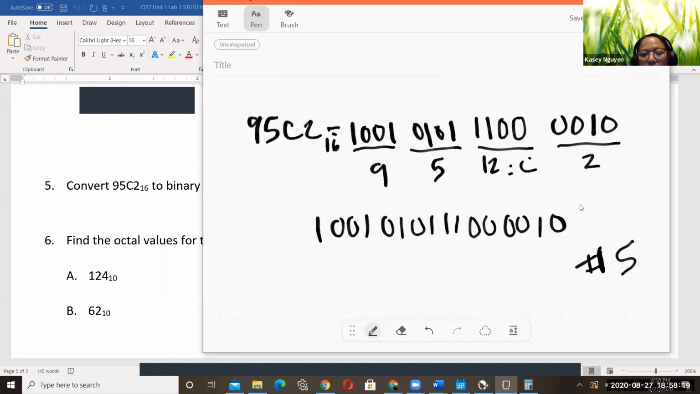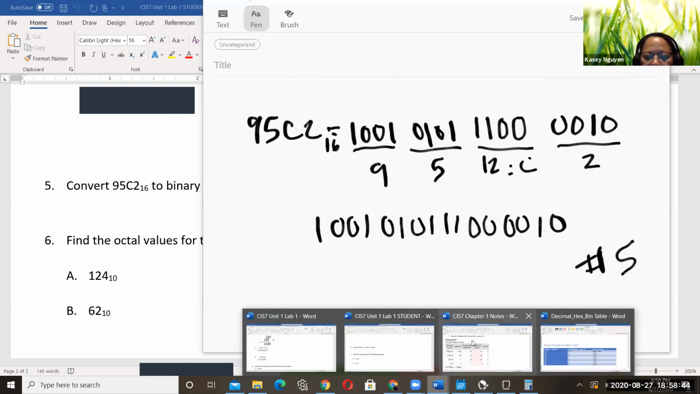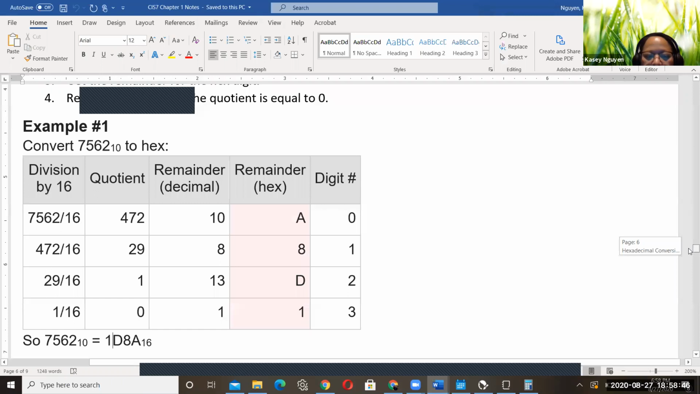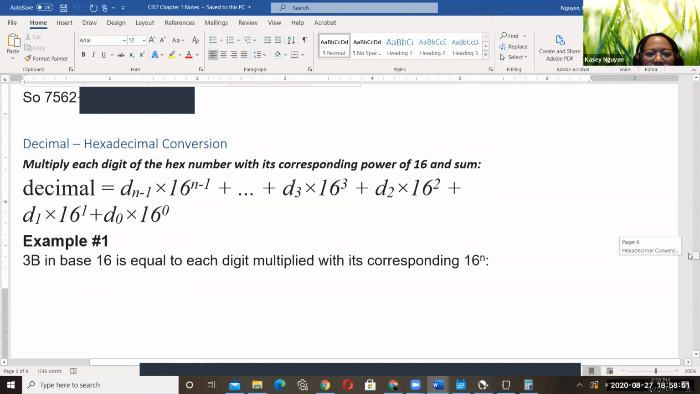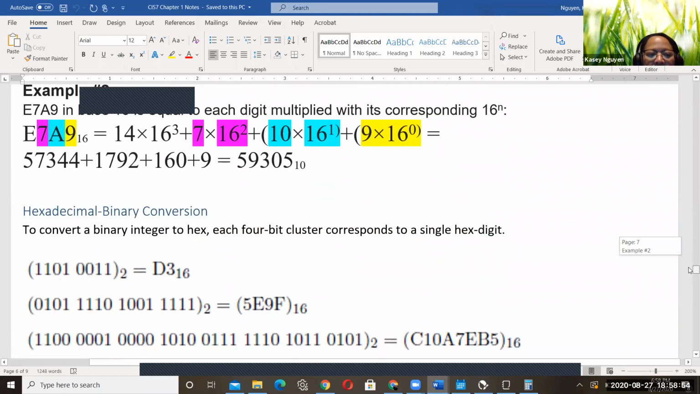Any questions? Okay, so super simple. Once you get a hang of the conversion from decimal to binary, you can do a lot with the other number systems as well. So your notes contain an example. It shows you how you can also look at multiplying it out, doing the division.